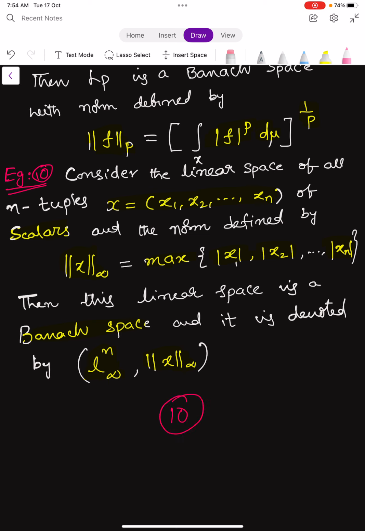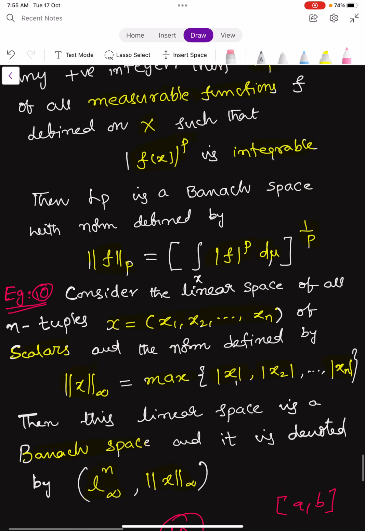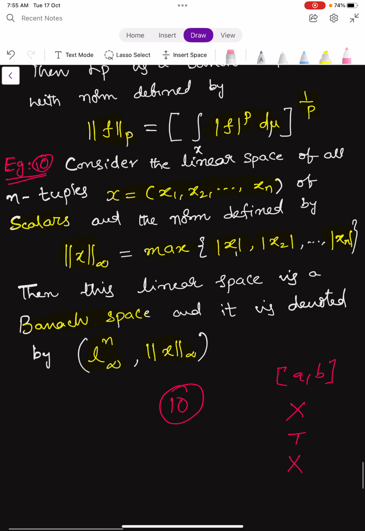So observe that in this class we learned 10 examples of Banach spaces. We proved 2 examples, example number 1 and example number 5, and we stated some examples over the closed interval [a, b], over a compact metric space X and a topology T, and we also saw an example over measurable functions. So from these 10 examples you can understand various Banach spaces over different types of functions.